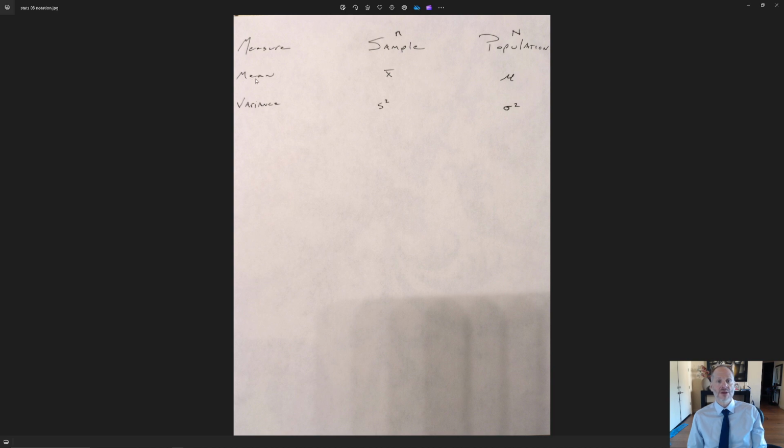Likewise, if we measure the mean of a population, we use the Greek letter mu. And if we're studying the mean of a sample, we use x bar, an x with a bar over it. So we use different notation based upon whether we're getting data about a population or about a sample. And we get data about a sample so that we can make inferences about the population, and that is inferential statistics.